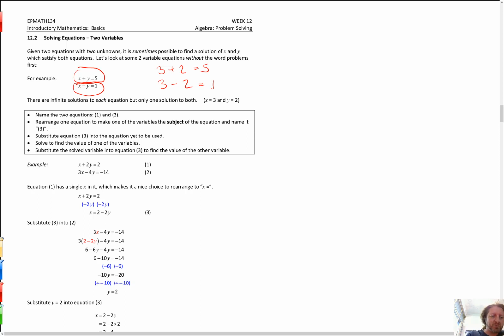Now, these instructions, well, let's go through with this example. We've got this example here. Actually, I'll do this first one because I haven't written it out. Let's just write this one. X plus y equals 5, even though we know the answer, let's work it through. X minus y equals 1.